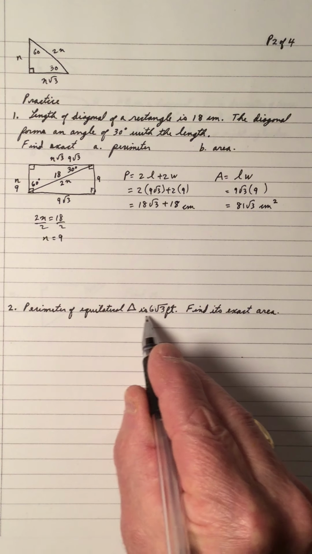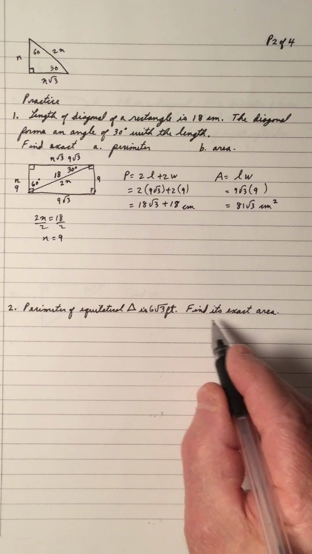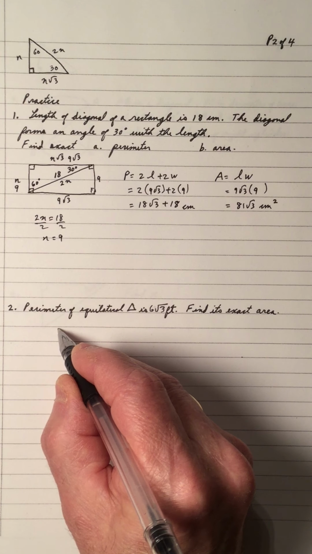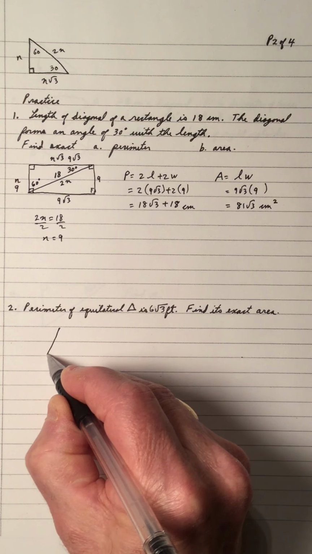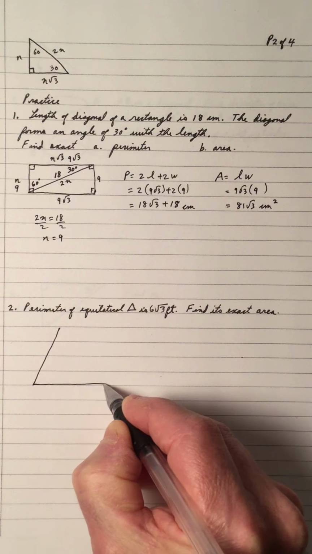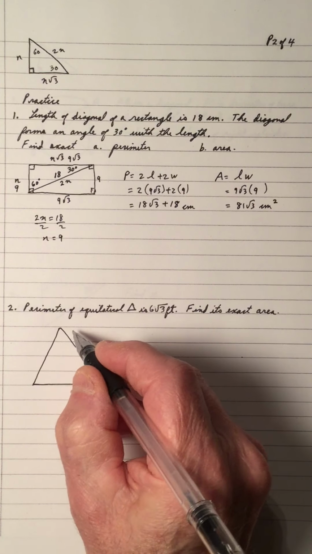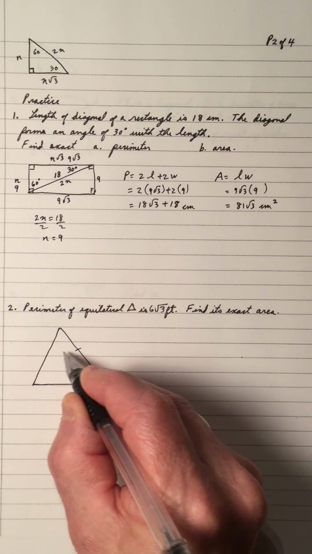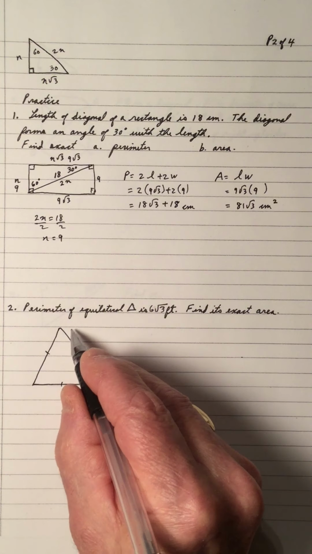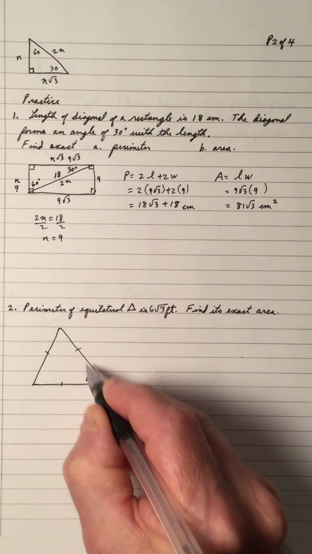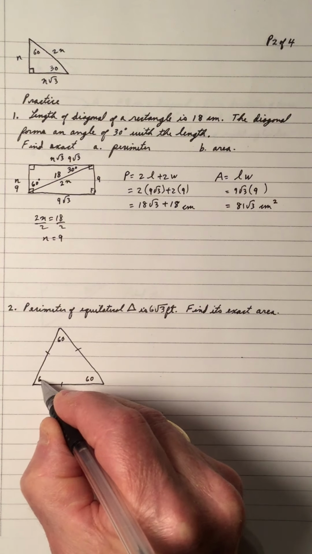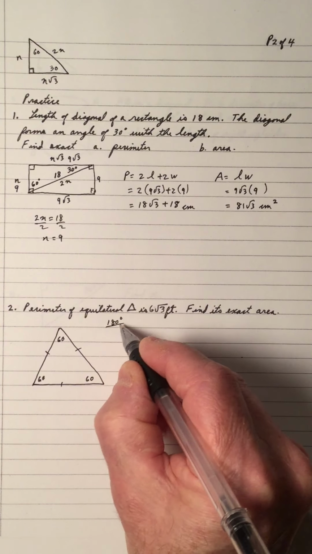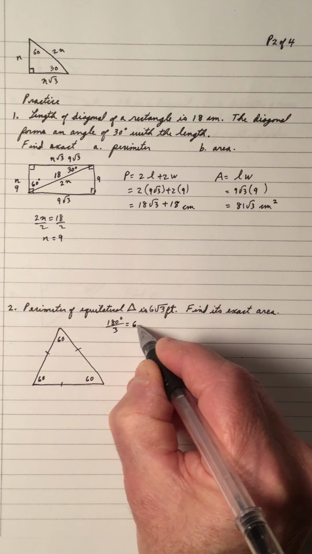The perimeter of an equilateral triangle is 6 root 3 feet. Find its exact area. So let's draw a triangle that's equilateral. An equilateral triangle has all sides equal, and also has all angles 60, because there's 180 degrees in a triangle and all of them are equal, so they're 60 each.